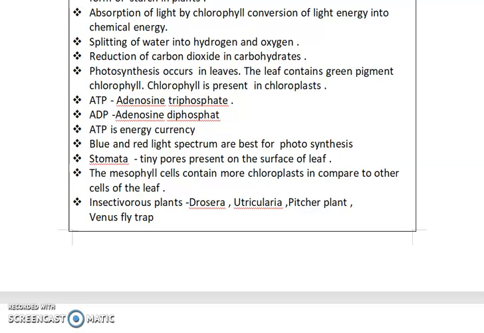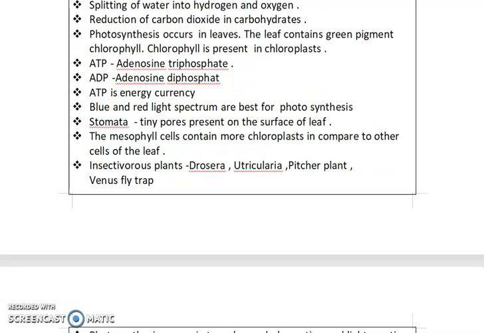And if you see, blue and red light spectrum are best for photosynthesis. White light is made up of 7 colors, which you might have studied in the physics chapter: violet, indigo, blue, green, yellow, orange, red. The red and blue absorb more sunlight, so that is the reason blue and red light spectrum are best for photosynthesis.